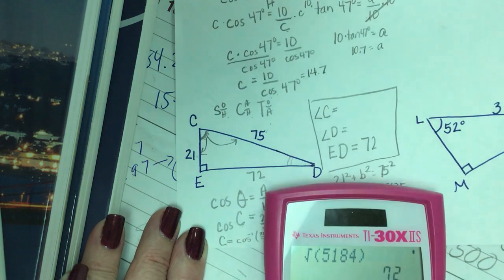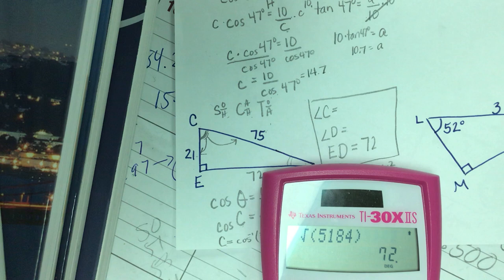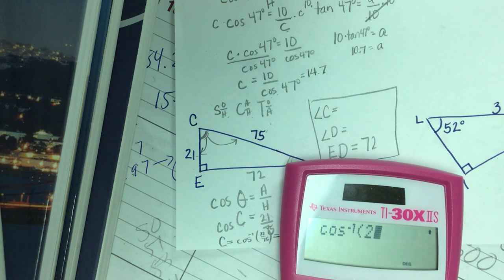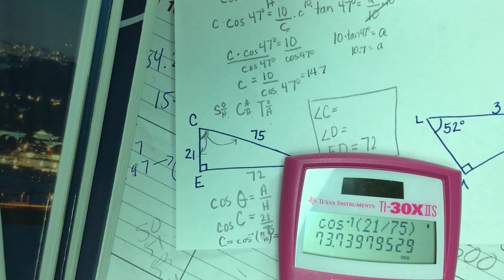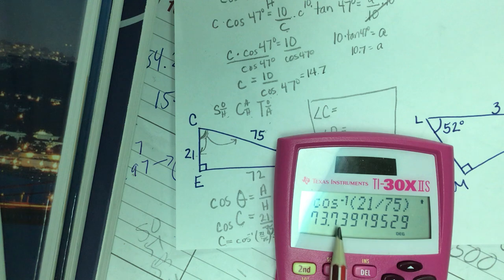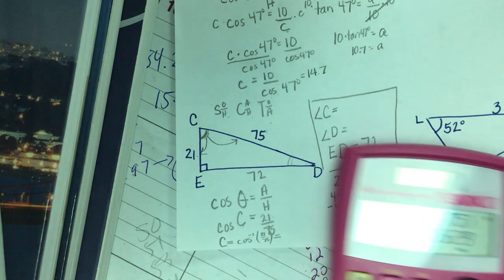So you grab your calculator and you do inverse cosine. Inverse is in yellow for me, light blue for you if you're using my calculator. So inverse cosine 21 divided by 75. So that is, I'm rounding to the nearest tenth, 73.7 degrees. That's what C is.